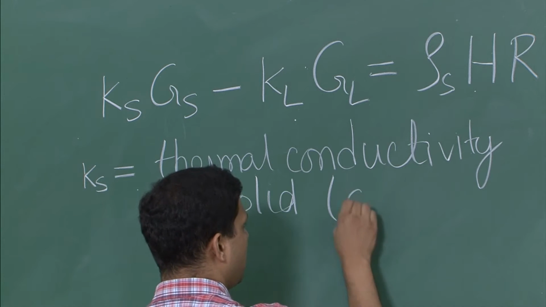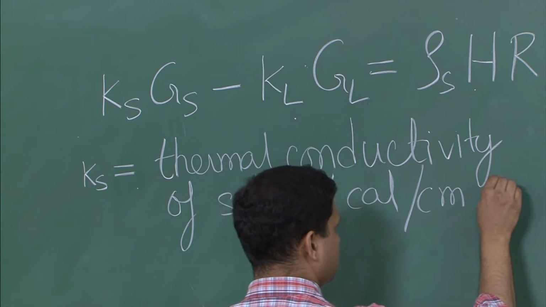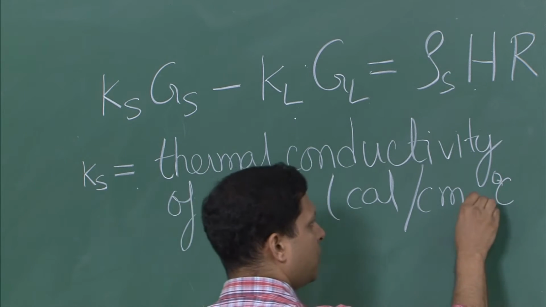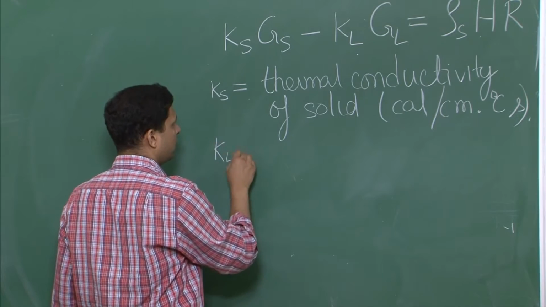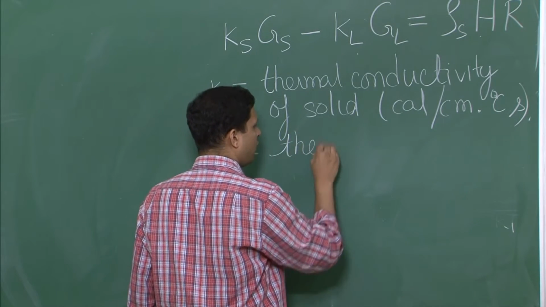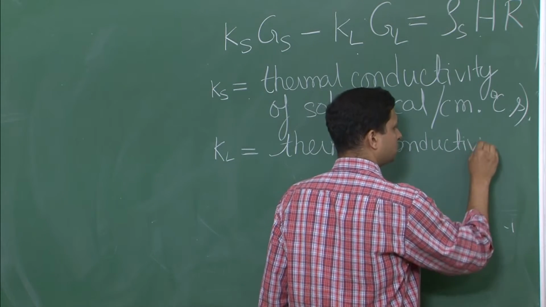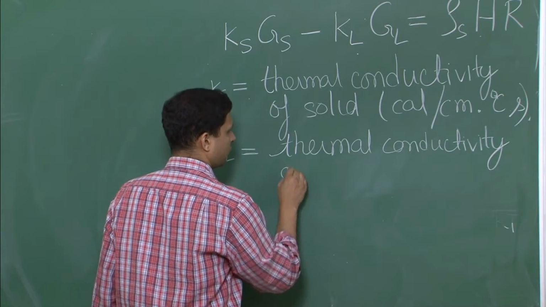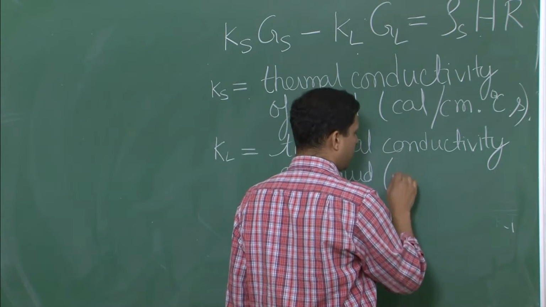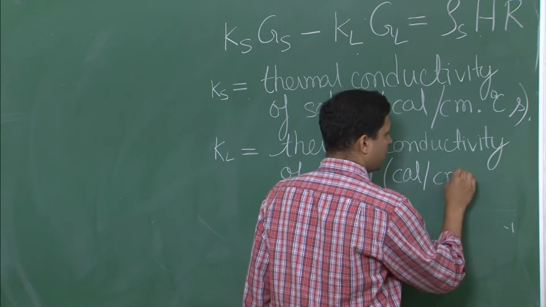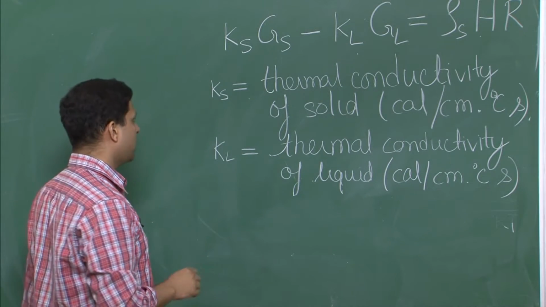I am giving the units here in calories, but you may as well use joules. So, it is calorie per centimeter per degree C per second. That is your Ks. Similarly, Kl is nothing but the thermal conductivity of the liquid, and since it is the same quantity, its unit will also be the same, which is calorie per centimeter per degree C per second. So, that is your Ks and Kl.